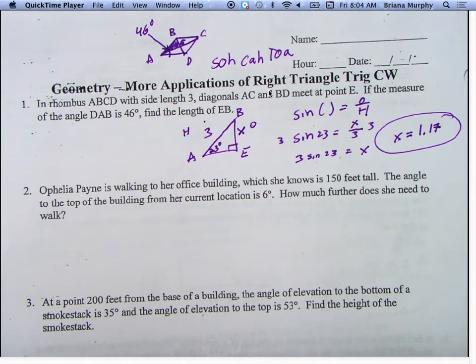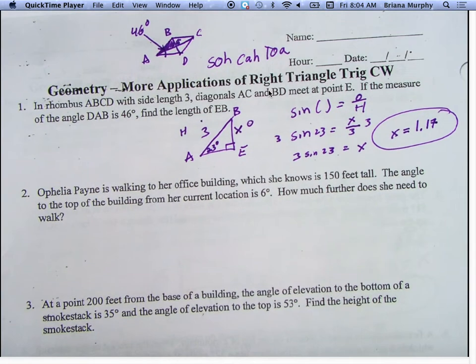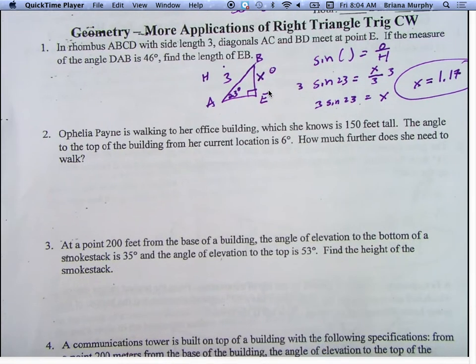Questions, comments, concerns? We're ready to try the next one then? Okay, number 2. Ophelia Payne is walking into her office building, which is 150 feet tall. The angle to the top of her building from her current location is 6 degrees. How much further does she need to walk?